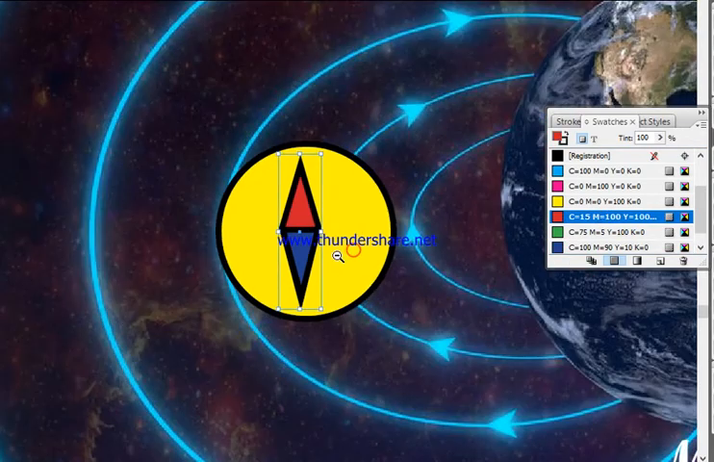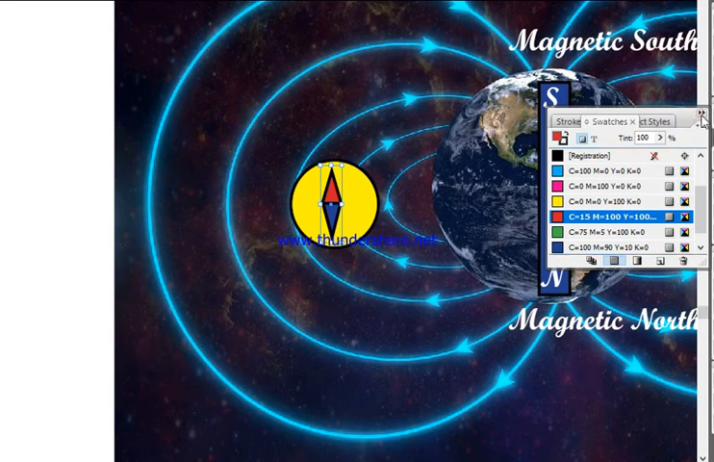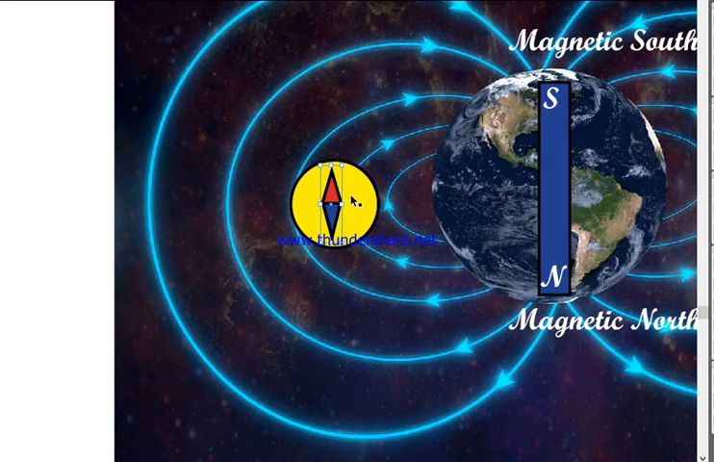A compass needle is something like this. Yes, the red is north and blue is south, isn't it? Red is north and blue is south. Yes, okay, it is like this.